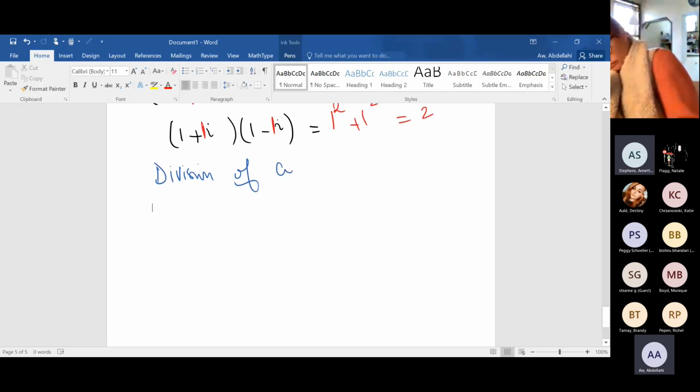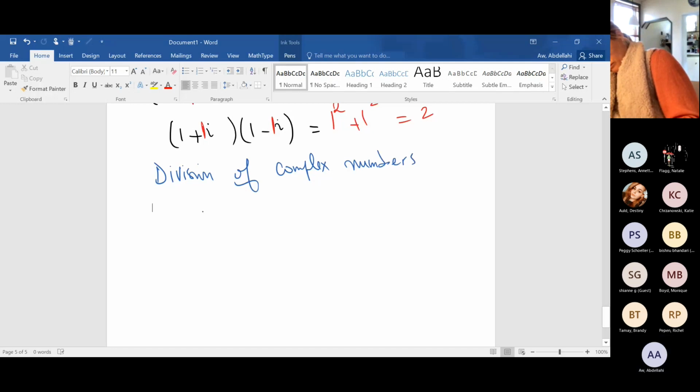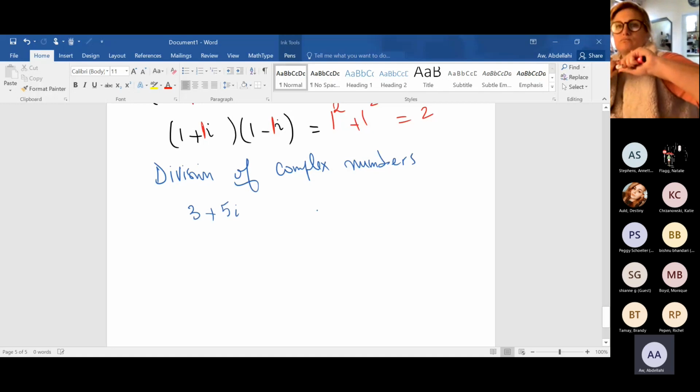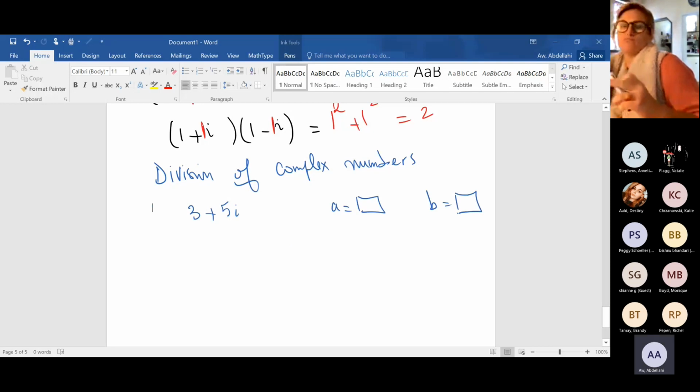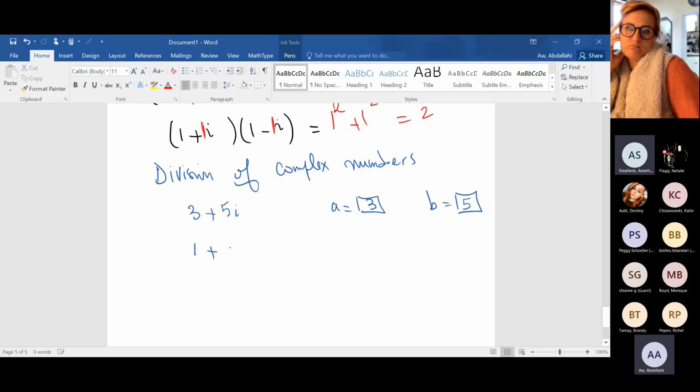Of complex numbers. So look, if you do my open math and they give you 3 plus 5i, and they ask you what is A and what is B, can you tell? Obviously here A is 3, B is 5, right? Okay, now if I do 1 plus 2i divided by 3, they ask you who is A and who is B.